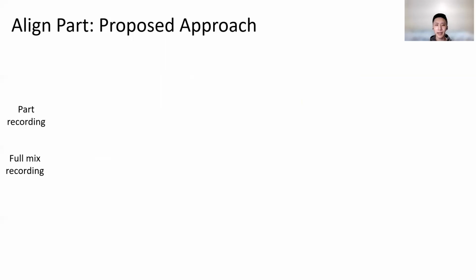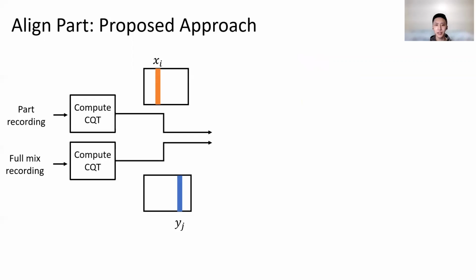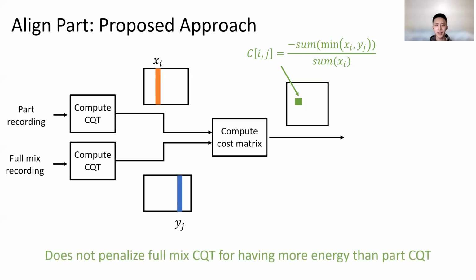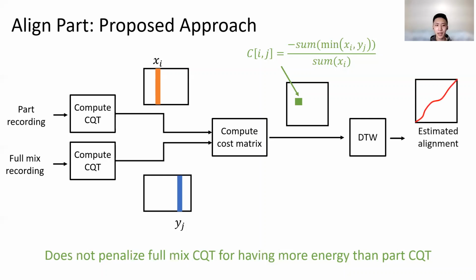We explore several ways to address this asymmetry, one of which is shown in this slide. First, we compute the CQT on the part and full mix recordings. When computing the pairwise cost matrix, we use a metric that describes what fraction of energy in the part CQT explains the energy observed in the full mix CQT. Note this metric does not penalize the full mix for having more energy than this part CQT. Then we use DTW to estimate the alignment between the part and full mix.